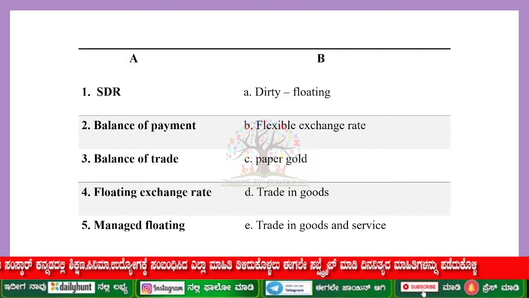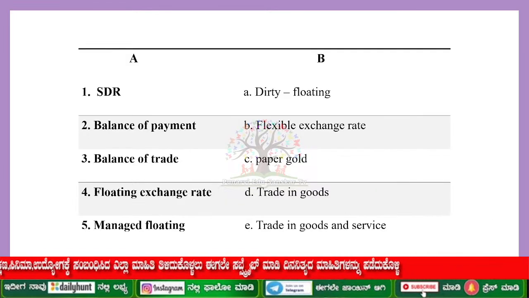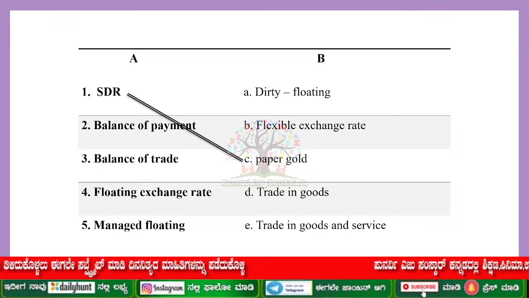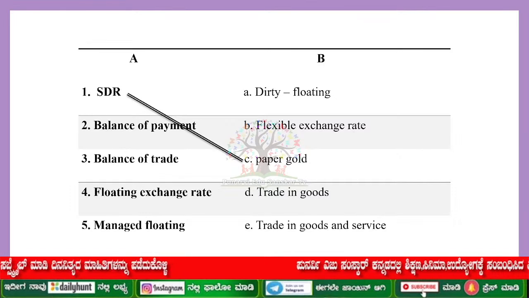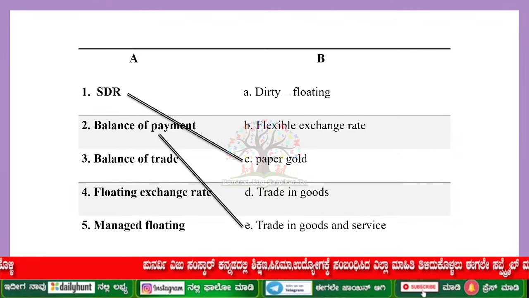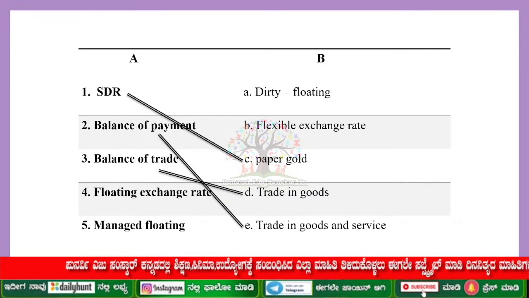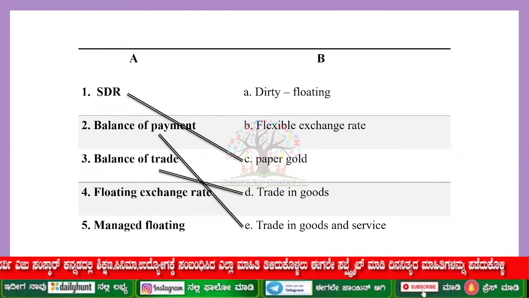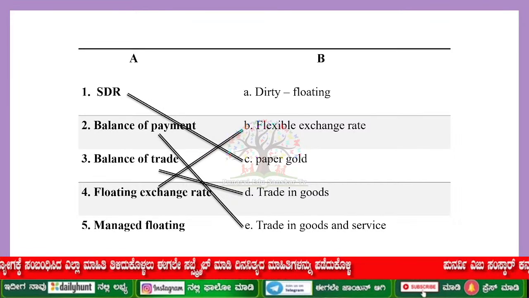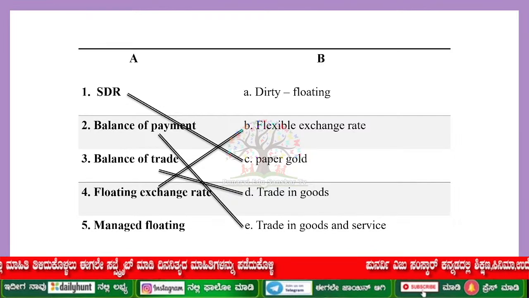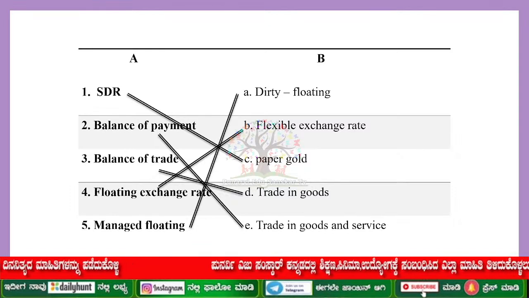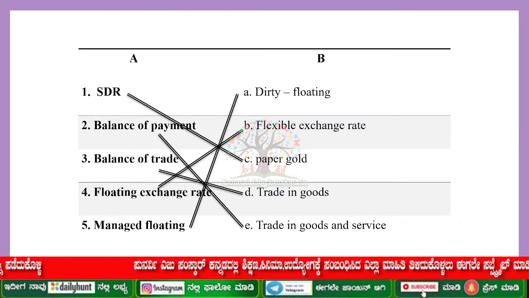SDR, special drawing rights, we call it paper gold. Balance of payments deals with the trade in goods and services. Balance of trade deals with goods alone. Floating exchange rate is also known as flexible exchange rate. Managed floating is known as dirty floating exchange rate.